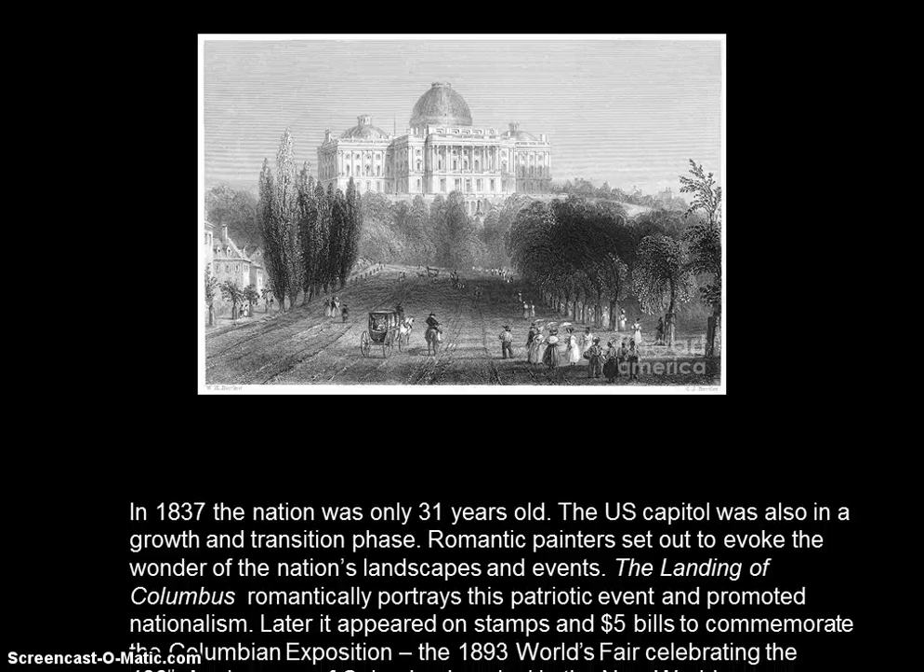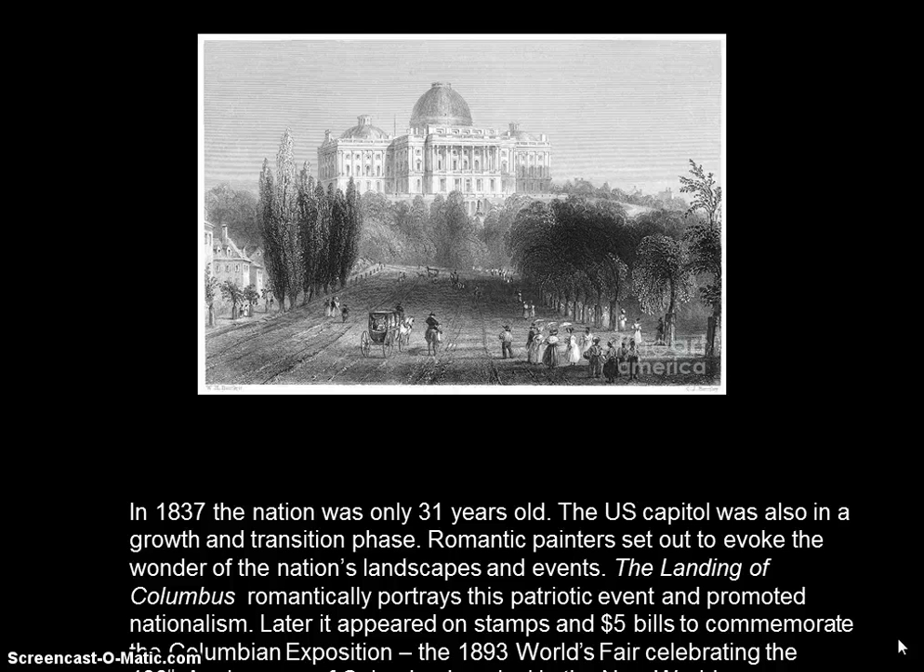So here's the Capitol as it looked in 1837. At this point, the nation was only 31 years old, and the U.S. Capitol was also in a growth and transition phase. In fact, the rotunda was new. The wings out here were not even in existence yet on the nation's capital.